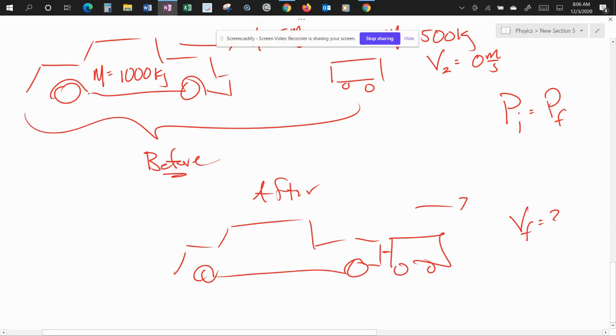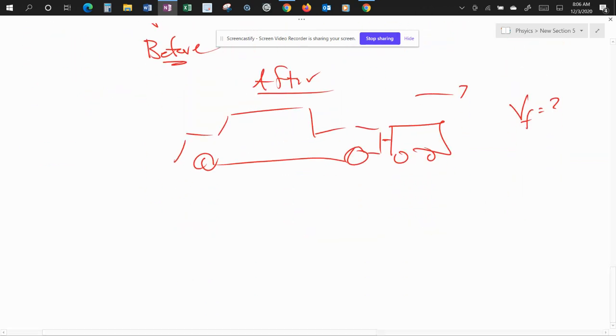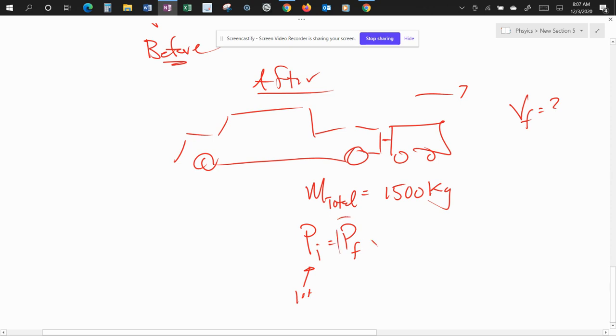Now, what do we know about the after part already? Well, we know that the total mass is going to be 1,000 plus 500, so M total is equal to 1,500 kilograms. We don't know the final velocity, but we do know the initial momentum is equal to the final momentum. So if I can get this first, then I just plug this number into here.